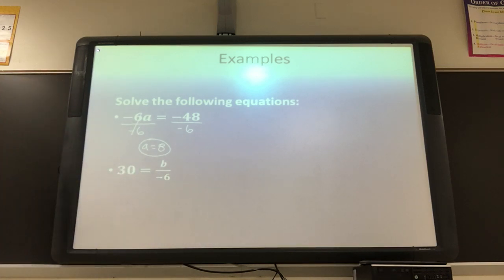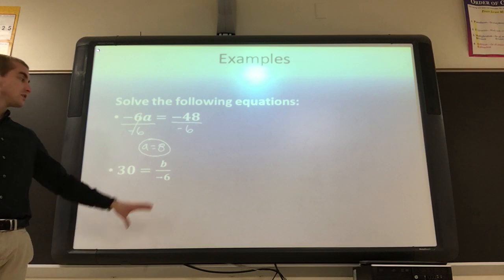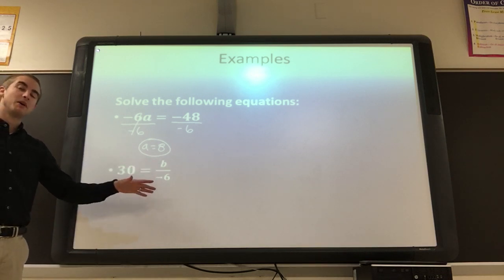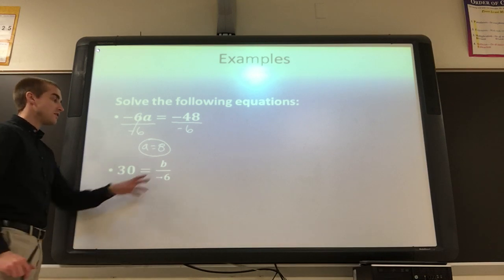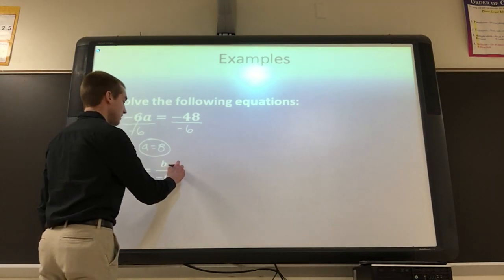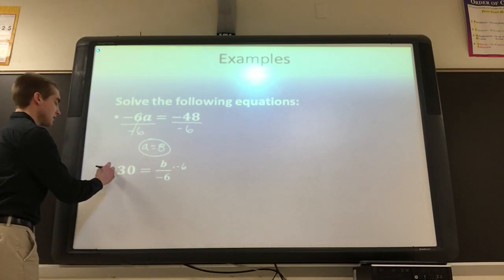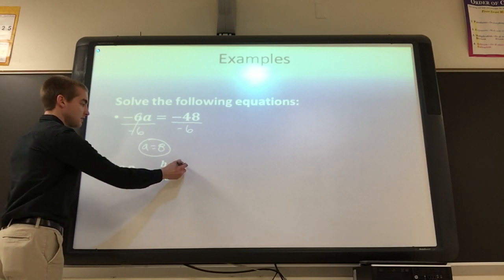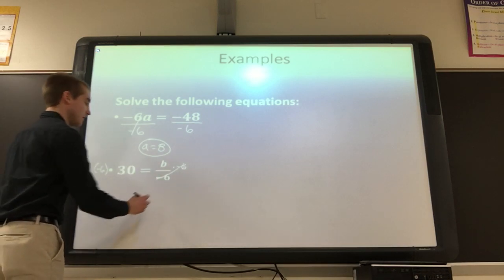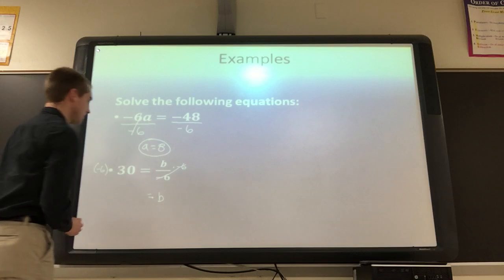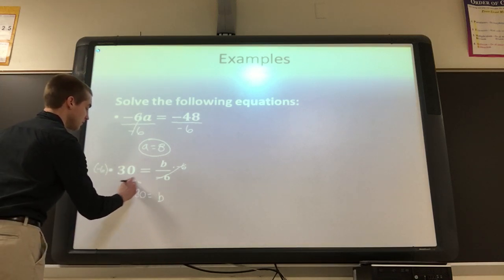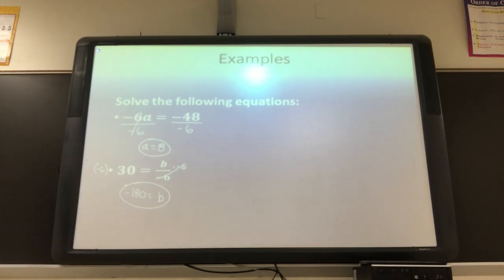All right, and then our next one, 30 equals b over -6. Go straight to the side that has the variable with it, which is right here. Okay, b over -6 is b divided by -6. To get rid of division, I'm going to multiply both sides by that -6. -6 divided by -6 gives us 1, so that's going to cancel out. We're left with b on the right-hand side. -6 times 30 would give us -180. So -180 equals b. That would be the answer for that one.